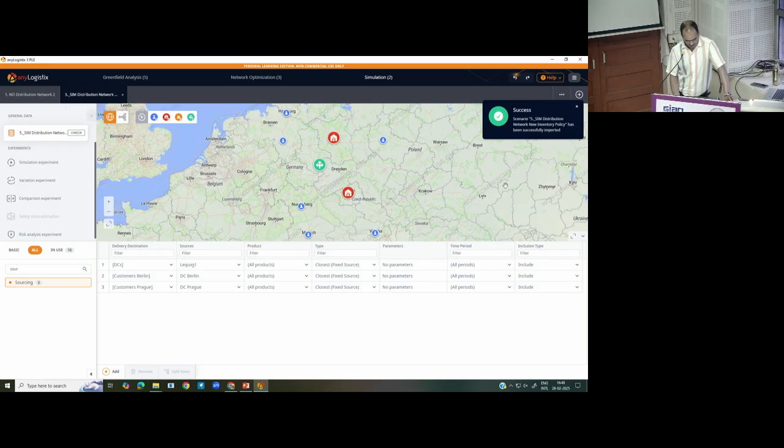So this is my existing network. 2 DCs, we are considering only 2 DCs. Why we are considering only 2 DCs? Why we are not considering third DCs? Because it is not adding any profit. So that's why we are excluding the third DCs and we are considering only 2 DCs.